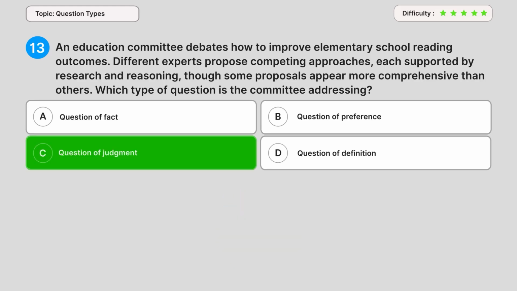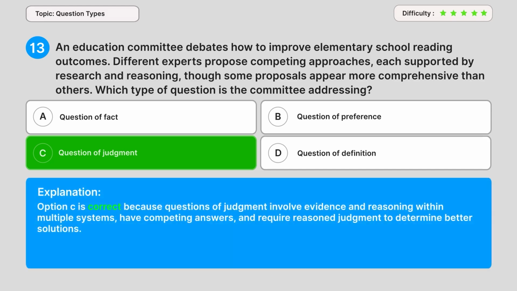Correct answer, C. Question of judgment. Explanation. Option C is correct because questions of judgment involve evidence and reasoning within multiple systems, have competing answers, and require reasoned judgment to determine better solutions.